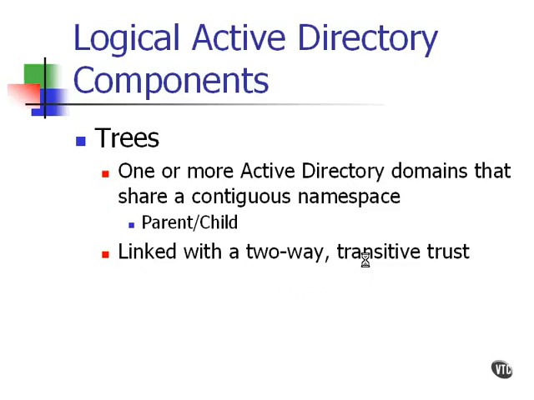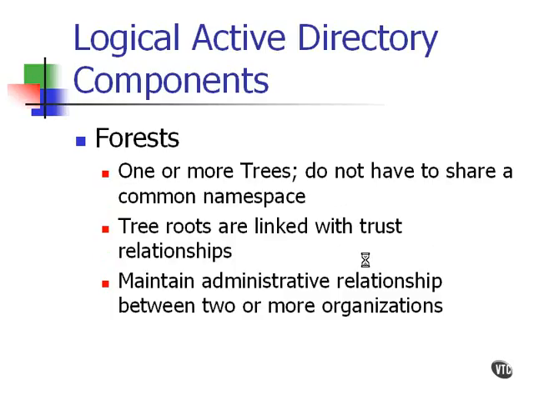The last thing we want to talk about in this introductory module is an Active Directory forest. A forest combines one or more trees. A forest does not have to share a common namespace. In other words, the trees in the forest don't have to be named the same. You could have hotmail.com and msn.com and include both of those in the same forest. The domains within a tree are linked with trust relationships, and the roots of each tree in a forest are also linked with trust relationships.